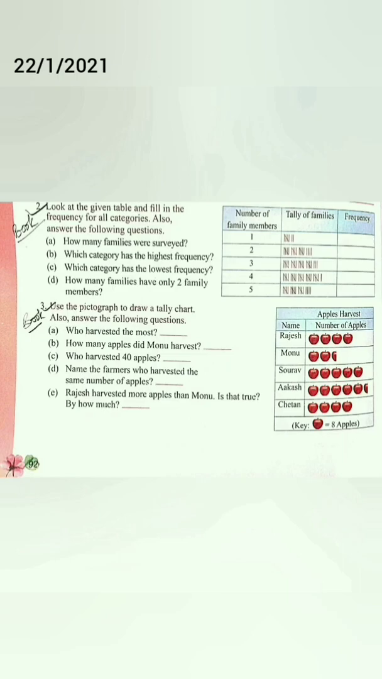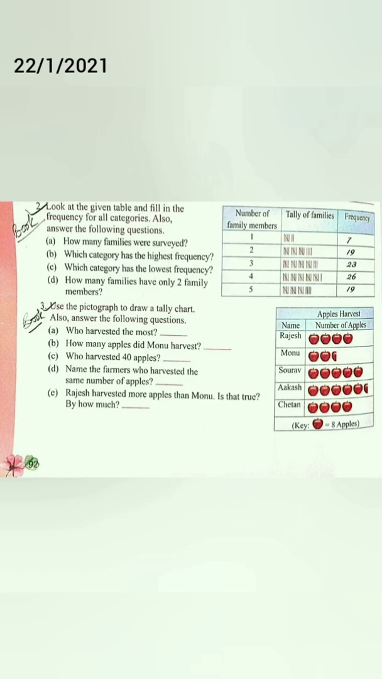So first we will write the frequency for the given tally marks. The number of families with 1 member is 7. Number of families with 2 members is 19. Number of families with 3 members is 23. Number of families with 4 members is 26. And the number of families with 5 members is 19. For finding the frequency, we will read the symbols of tally marks.